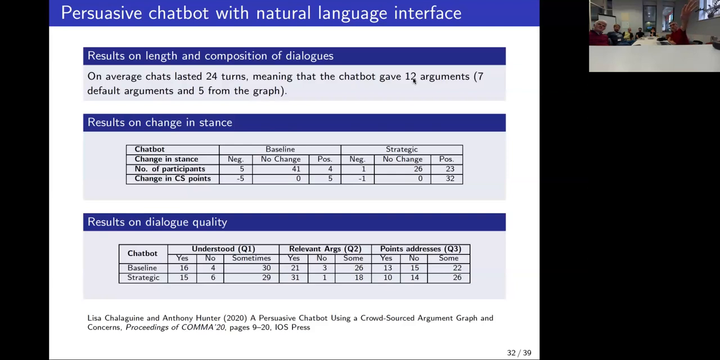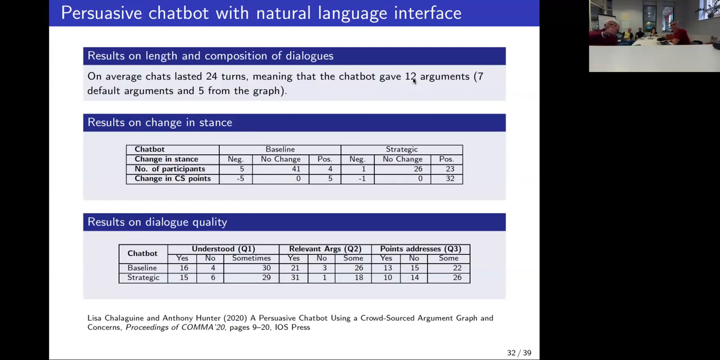If you look at the quality, the results are much more mixed. We asked them whether they felt they were understood, whether the arguments were relevant, and whether points were addressed. And I think it's only on whether the user thought the arguments were relevant did we see a difference between the strategic system and the baseline system.